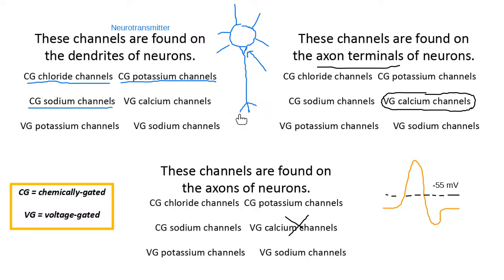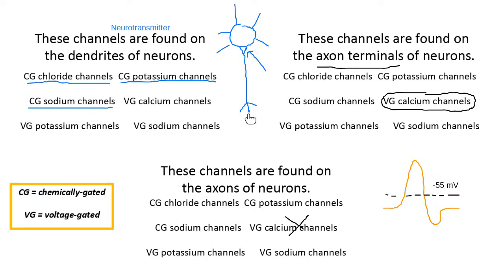Voltage-gated calcium channels. Their job is to bring calcium into the cell. When calcium comes into the cell, my neurotransmitters that are hiding down here, waiting to be released, leave. Calcium and neurotransmitters can't be together. They don't mix. So the neurotransmitters spit out at the axon terminals when calcium comes in.